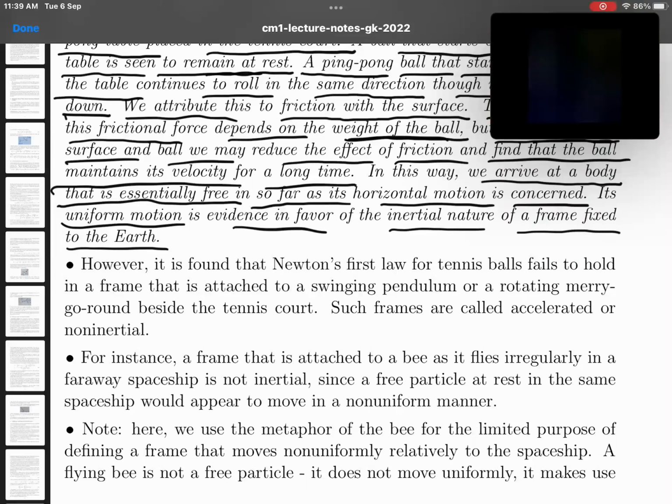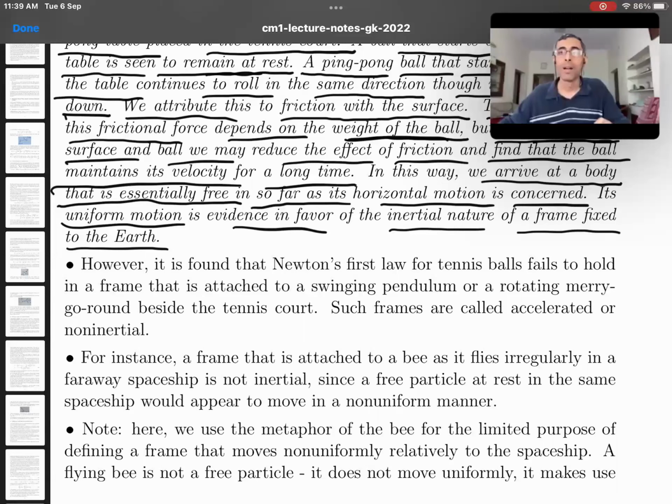Sir, I have a question. Newton's first law says that there exists an inertial frame, and then the rest of the statement. But I'm asking about exactly that. Can you please elaborate on what this means? There exists an inertial frame. Where is this inertial frame? I'm pretty confused on this.